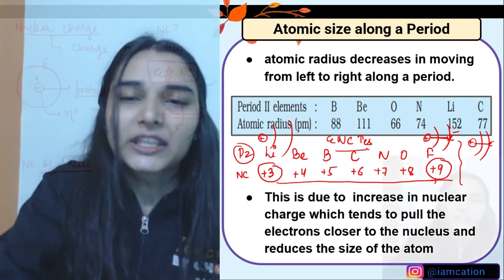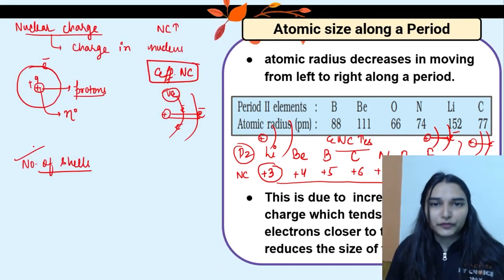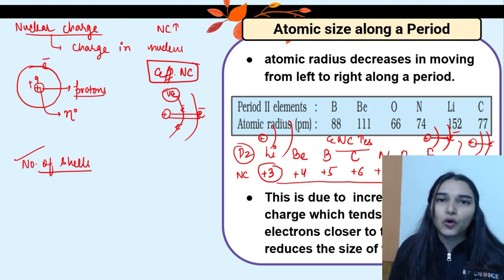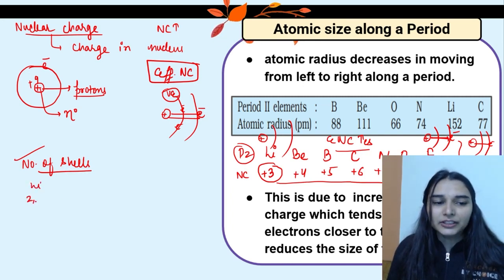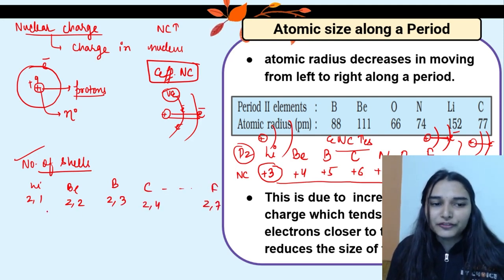Now the second parameter that ma'am was talking about was the number of shells. Ma'am, is it not impacting the atomic size along a period? No, because along a period the number of shells is the same. Lithium has 2 shells, beryllium 2 shells, boron has configuration 2-3, carbon 2-4, and so on up to fluorine 2-7. So the number of shells is the same across a period.